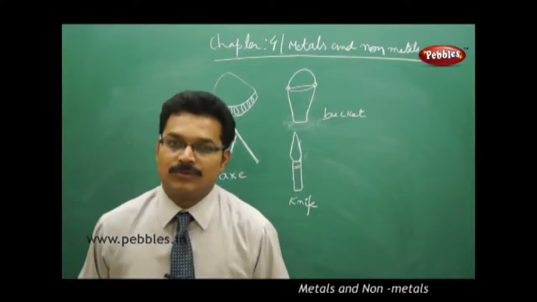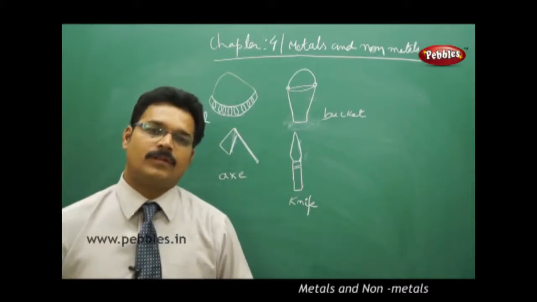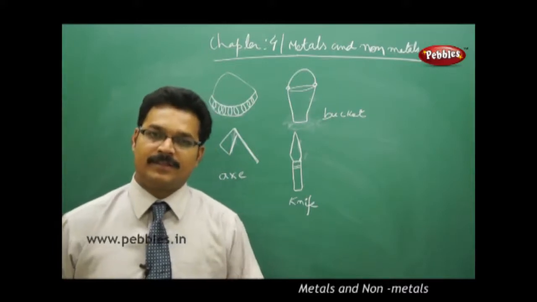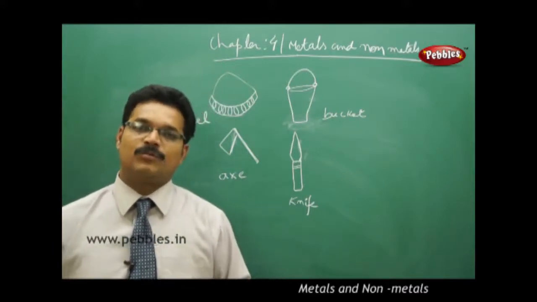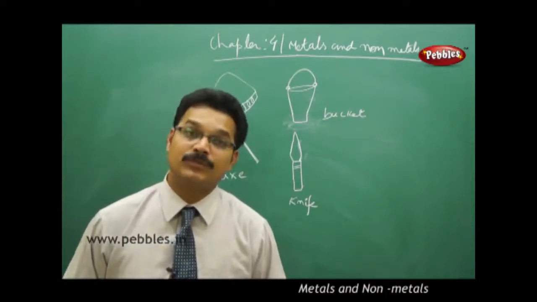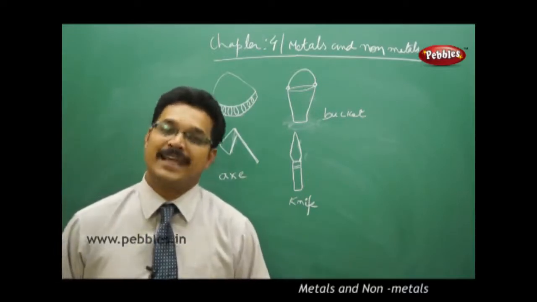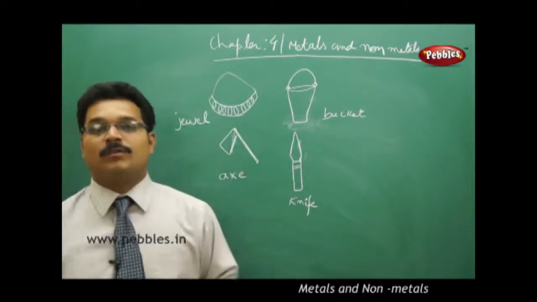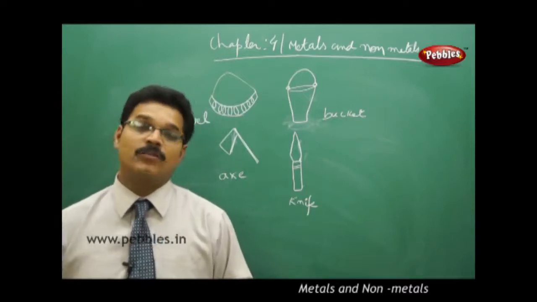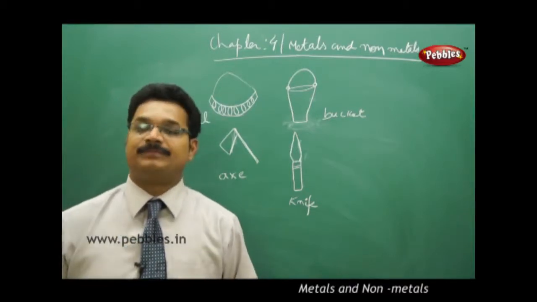Today we discuss chapter 4, metals and non-metals. In your previous class, grade 7, you learned something about metals, about the different types of materials existing around you and their states also. You learned different natural processes like rusting, etc. In this chapter, we'll go in depth into the properties of metals and non-metals and how they interact with the different substances available in nature.